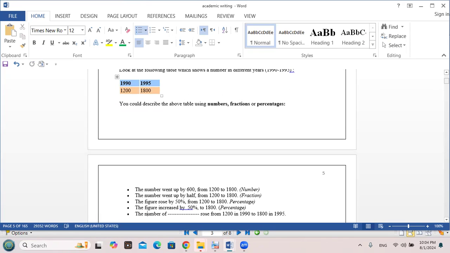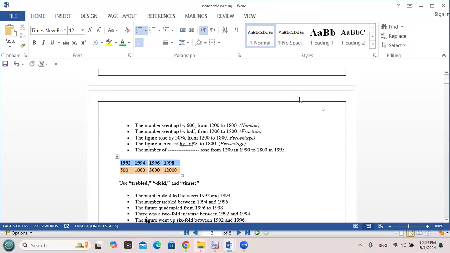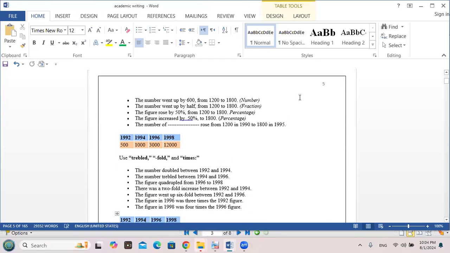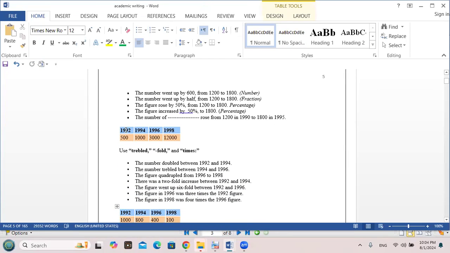As you see here, these are numbers. You said you can use numbers, fractions, or percentages. Here we have numbers, and then we have how to describe them. For example, 1992, 1994, 1996, and 1998, and here we have numbers 500, 1,000, 3,000, 12,000. If you like to represent it in written English, how can you express it?